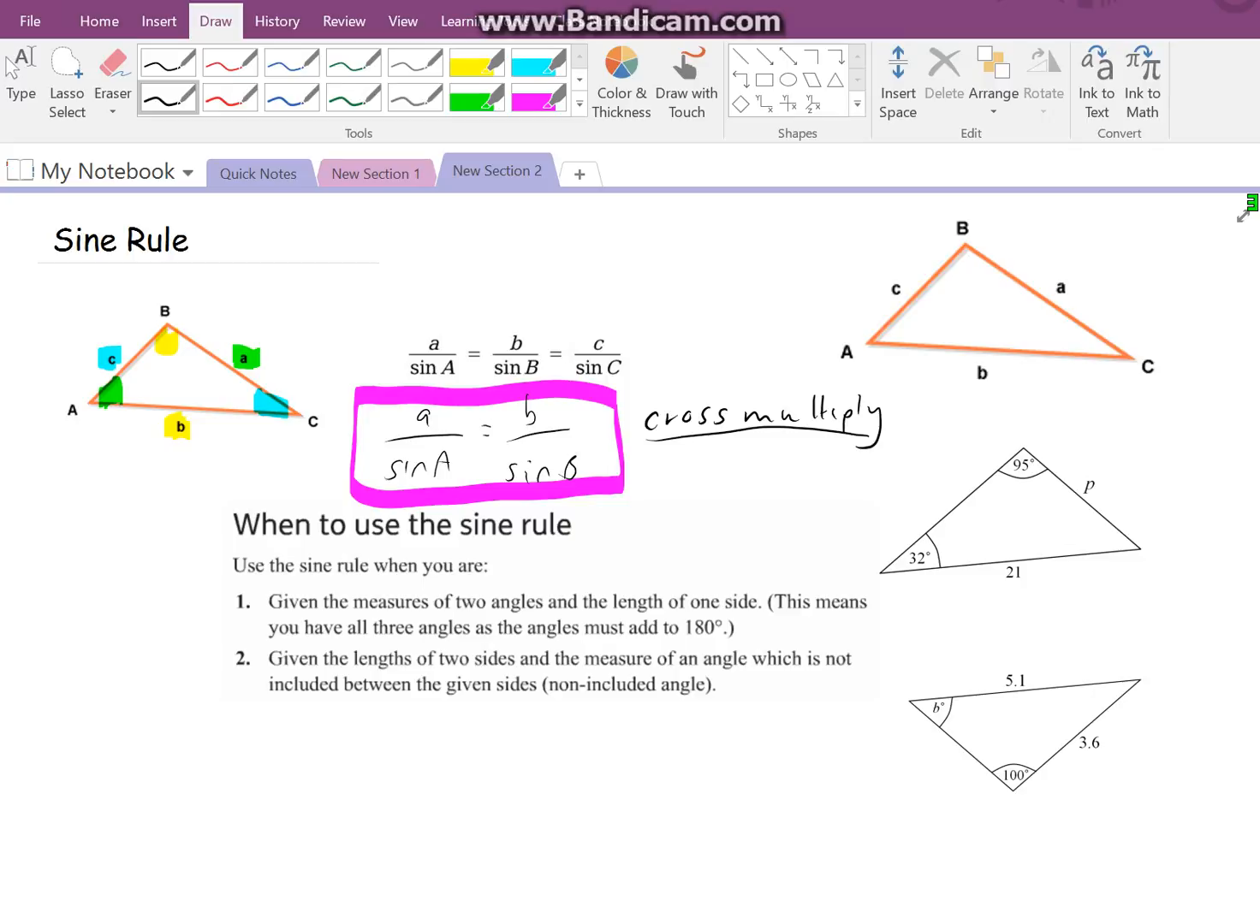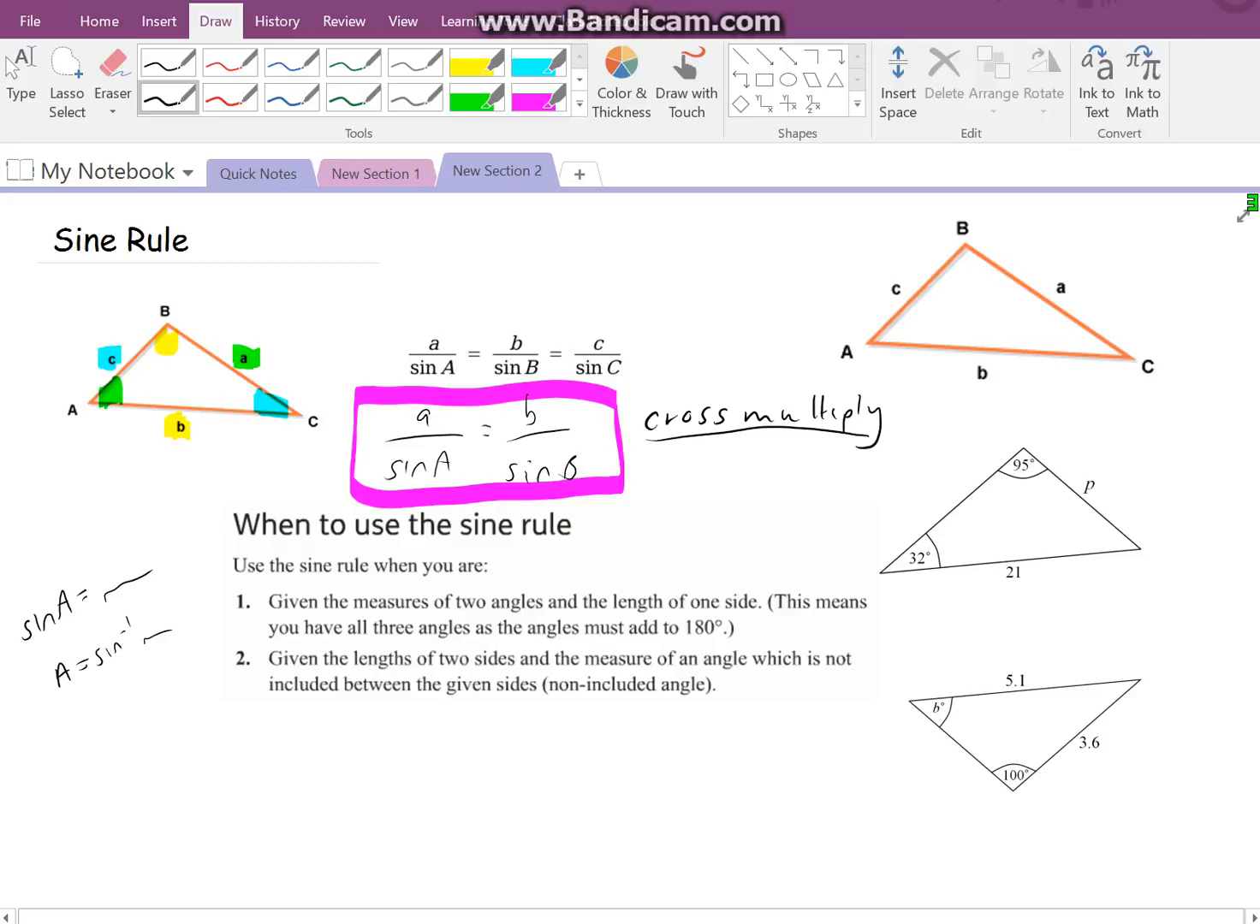Another time you use it is if you're given 2 lengths but only 1 angle and you're asked to find another angle. Always remember as well, an important note: if you're finding an angle, don't forget about the inverse. If you want to find sine A equals whatever, if you want to find the angle, remember your sine becomes your inverse. So just don't forget that either.